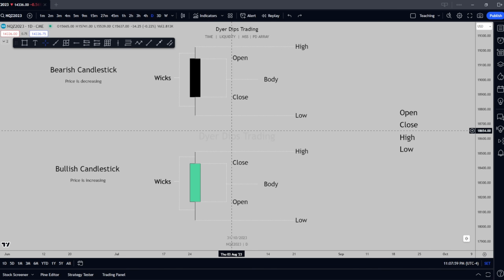And that is going to bring us into our next video, which is going to talk about swing points and market structure. But until then, let's take a look at an actual candlestick forming so you can understand what it looks like to see both a bullish candlestick and a bearish candlestick form in real time.